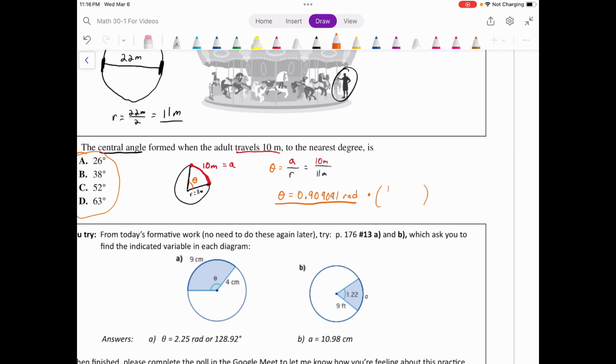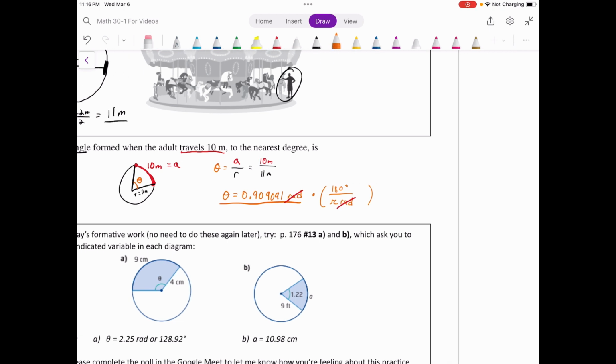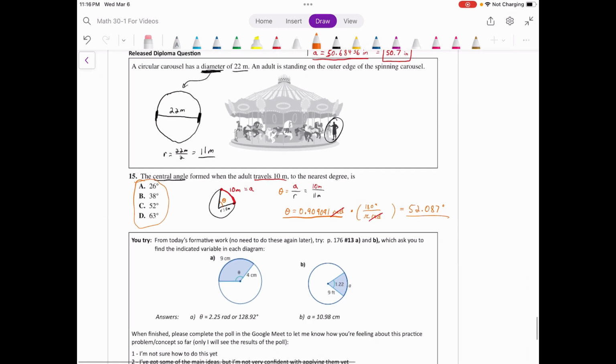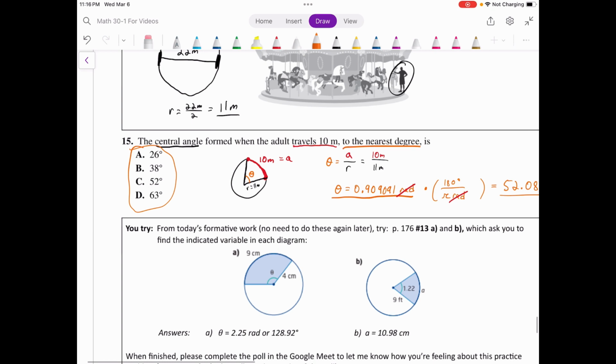All right, so there are 180 degrees in every pi radians, just using a conversion factor here. And so I'm going to double check that I did it correctly. The radians cancel out and I will be left with degrees. So I need to take 0.909091, multiply it by 180, divide it by pi. And what that gives me, when I put that all in my calculator, is 52.087 degrees. Okay, so to the nearest degree, like it said, that matches option C. And there we go. There's our answer.